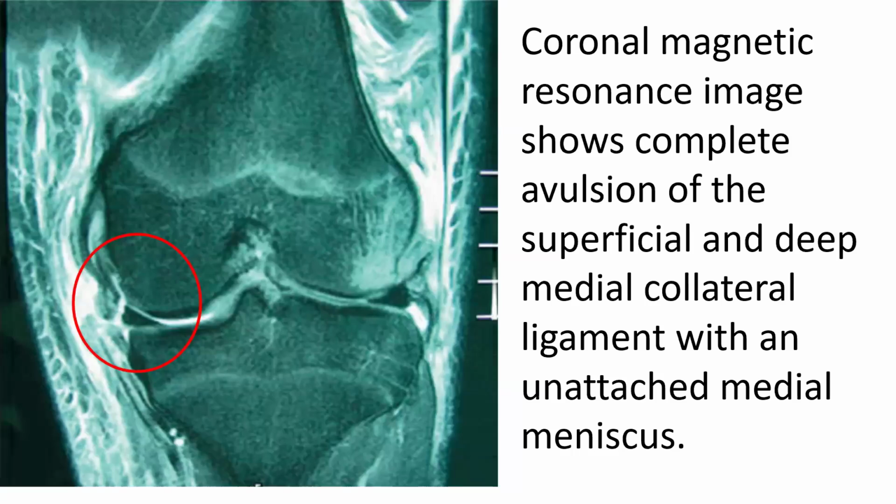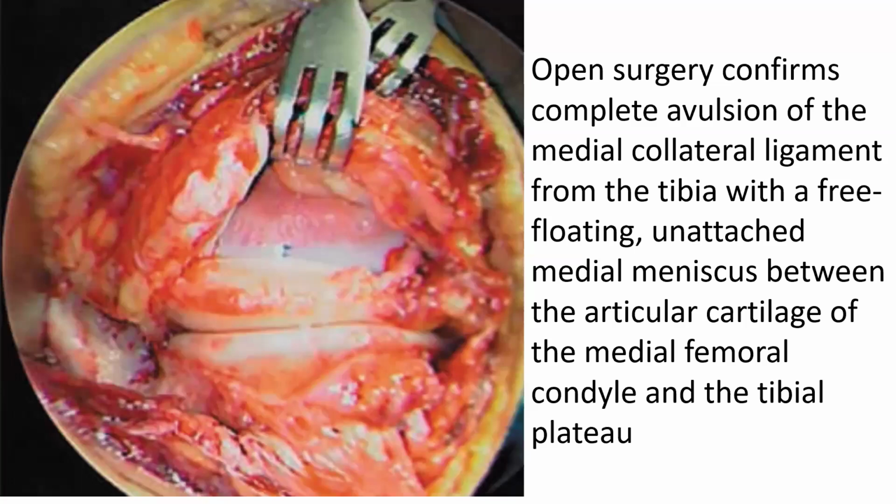This is a magnetic resonance image showing a complete avulsion of the superficial and deep medial collateral ligament with an unattached medial meniscus. Pay attention to it, the round circle. This shows it at surgery.